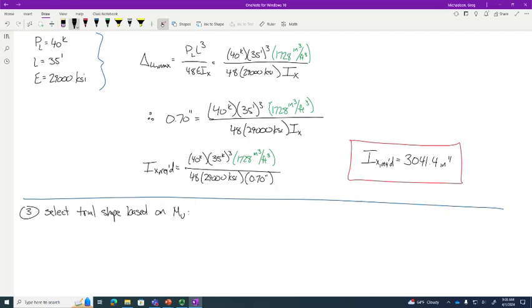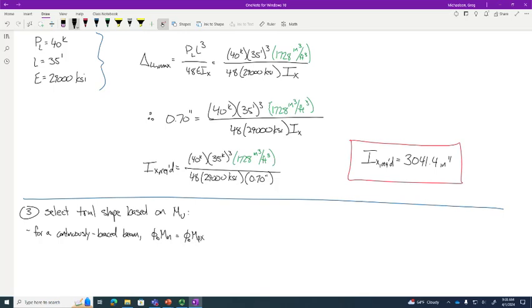So the first thing we're going to do is select a trial shape based on Mu, okay? Let's look at this one first. Remember, I'm not really going to worry about the shear. The shear, it's going to have enough capacity. I'm really not worried about that. But let's pick a trial shape based off Mu. And what I'll say is that for a continuously braced beam, phi Mn is just phi Mp.